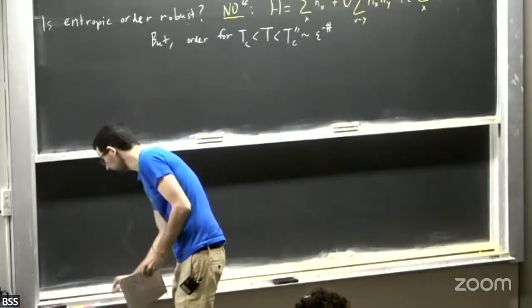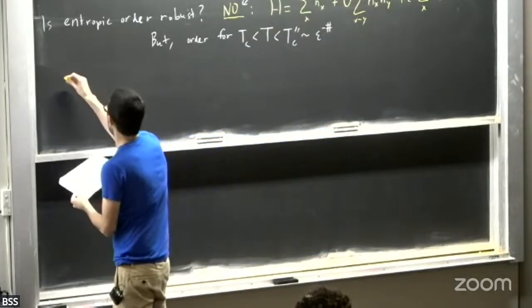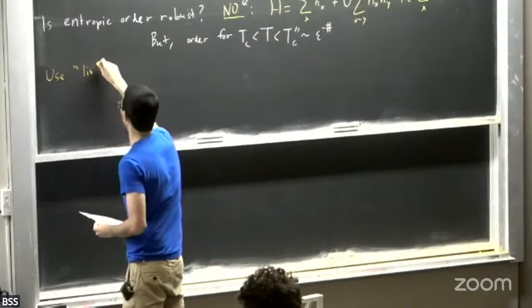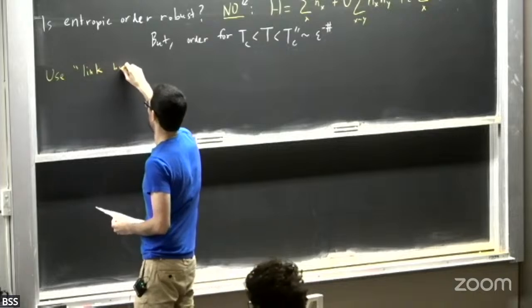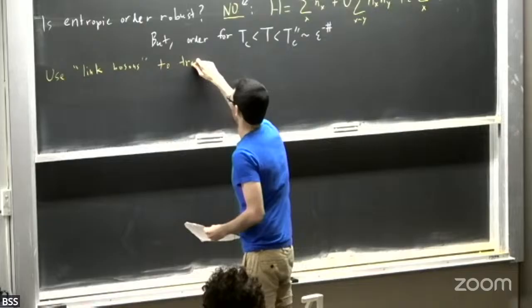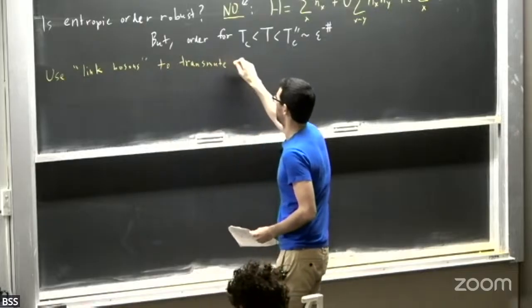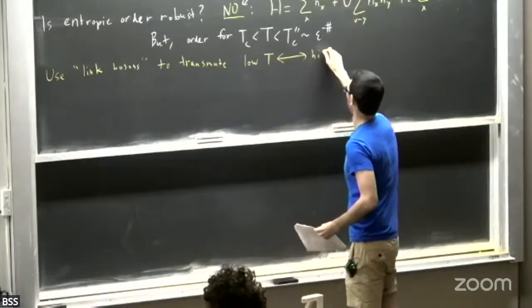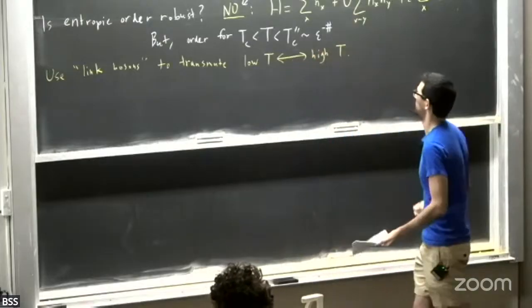The first trick I'll discuss is using what you might call link bosons to transmute high and low temperature. Transmute here just means flip. So you'll see what this means very shortly.